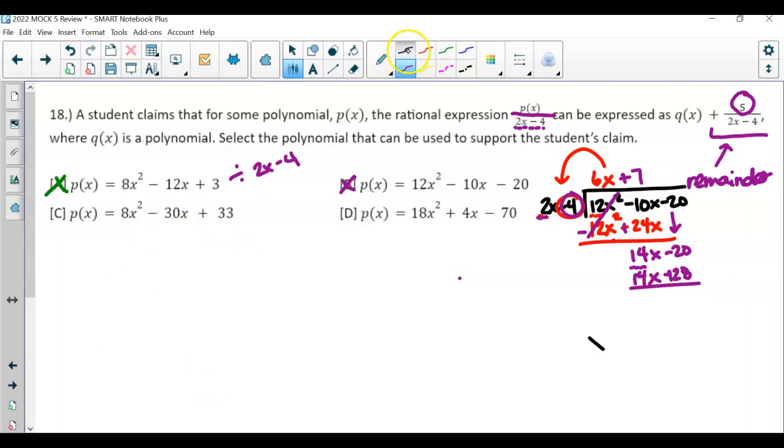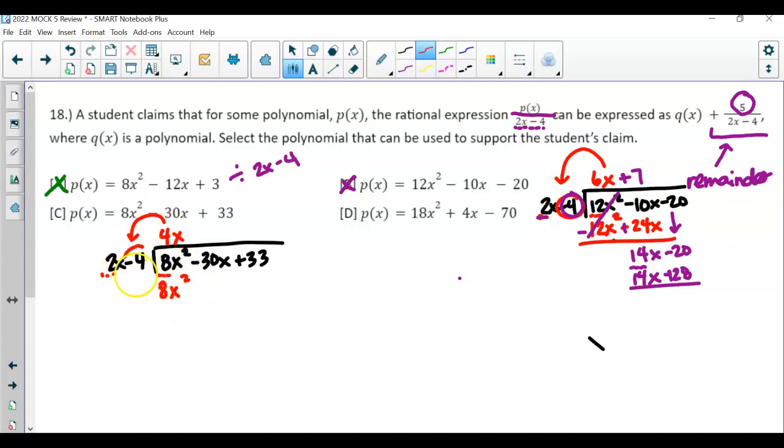So again, here, setting up division. Do we need a 0? No, no terms are missing. Divide the first term into the first term. 2 goes into 8 4 times, so 4x. So now when you multiply, they will match up.